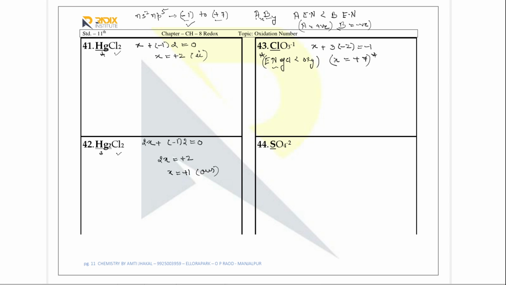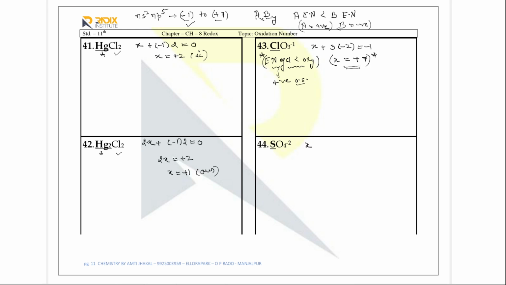You have to learn the Pauling scale we did in the periodic table chapter. So when its electronegativity is less, it is clear that chlorine's oxidation state here will be positive, because the more electronegative one will be in the negative oxidation state. Now chlorine's positive oxidation state can be up to +7, so we have to calculate how much positive it is, and that came out to be +7.